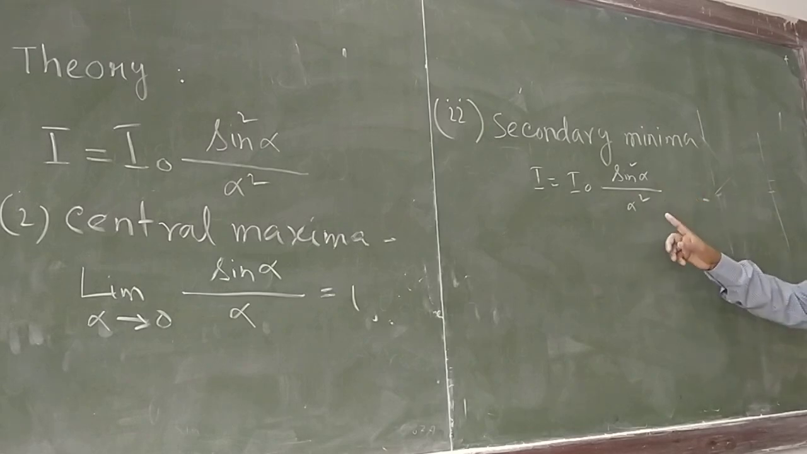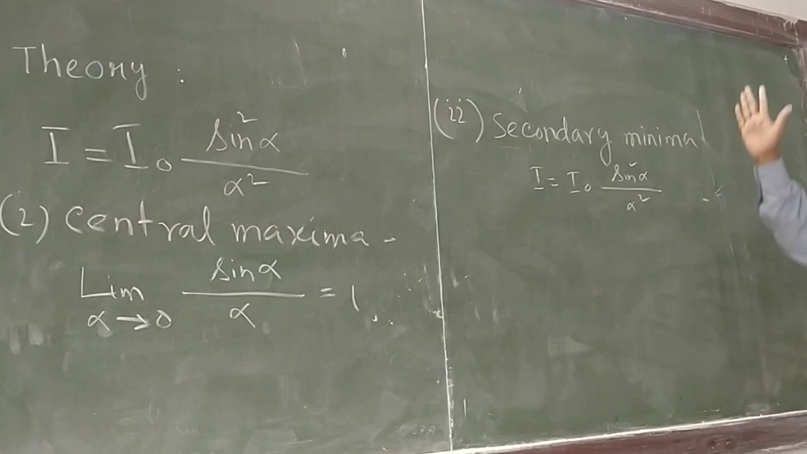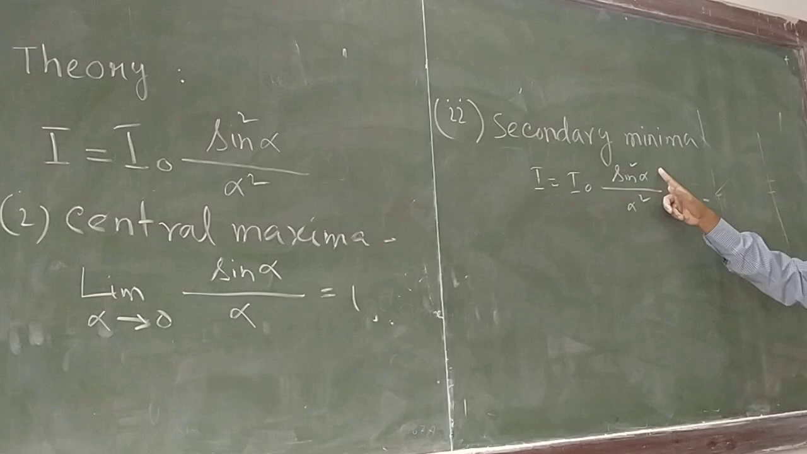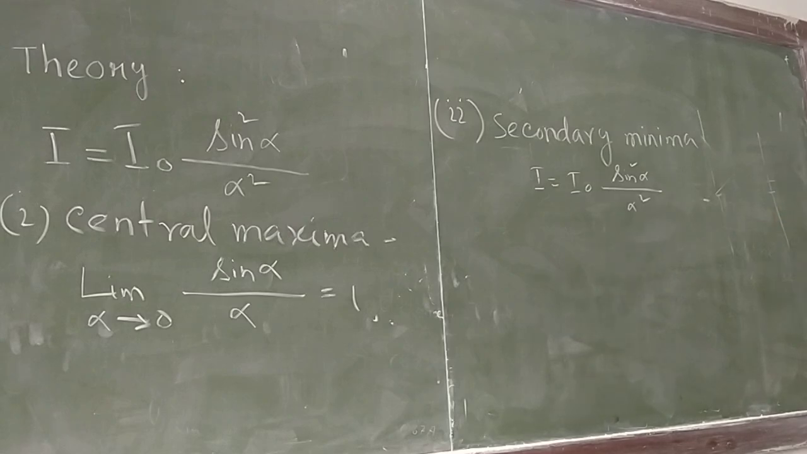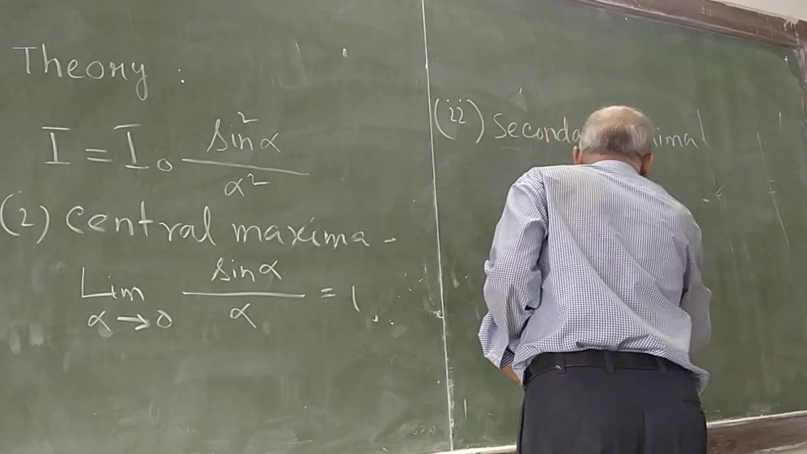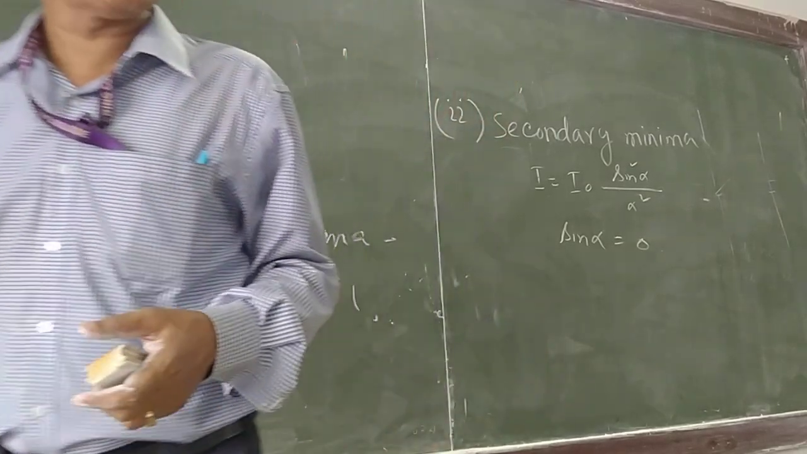So alpha continuously increases, as if you are moving along the x-axis. Now this will modulate. The sine factor will determine the intensity profile. It will be minimum when sin alpha is equal to 0.